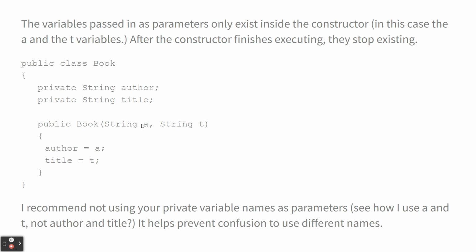So I recommend using things other than author and title. If your variables were author and title, you don't want to have your parameters be exactly the same thing. I mean, you can, and I'll show you in a second what happens, but it's better to use something similar but a little different.